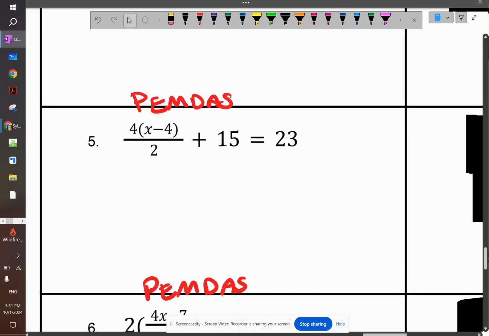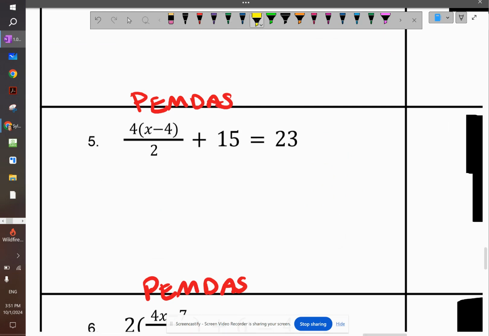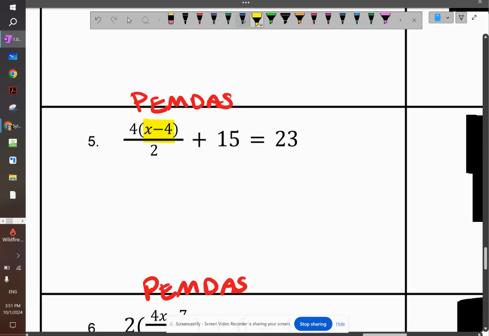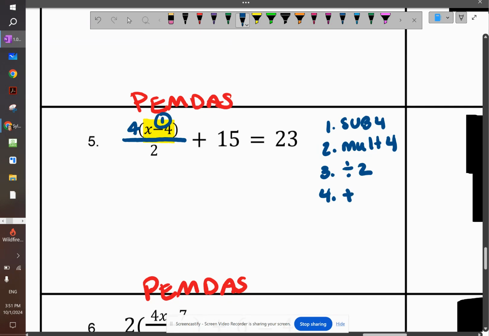All right, let's take a look at 5. So we've got parentheses, so our brain needs to go here. And then what is the operation inside there? Well, it's subtracting 4. And then this 4 on the outside means multiplication, so this 4 on the outside comes next. So it's multiplying by 4. Then we divide by 2. And then last we add 15.